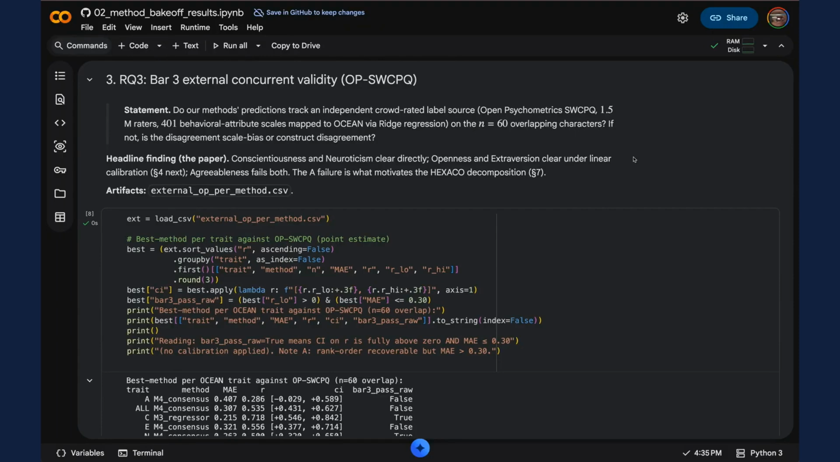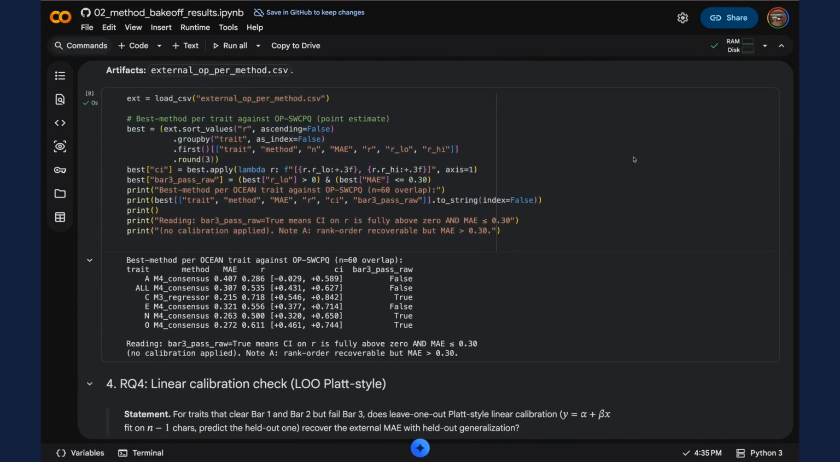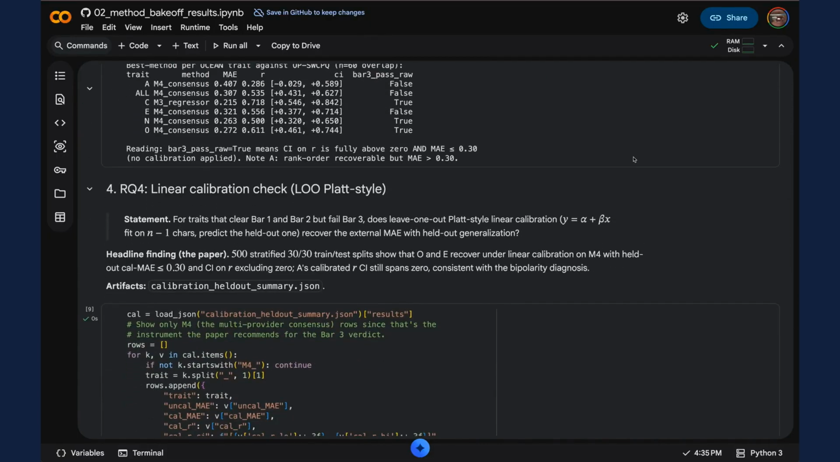Bar 3 asks whether the methods track an independent, crowd-rated label source, Open Psychometrics, 1.5 million raters, mapped to Ocean, on the 60 overlapping characters. Conscientiousness and neuroticism clear directly. Agreeableness fails both ways, and that failure is what motivates the HEXACO decomposition later in the notebook.